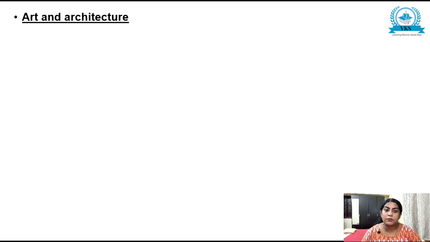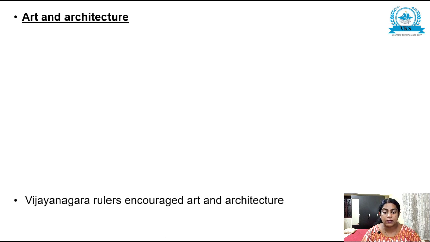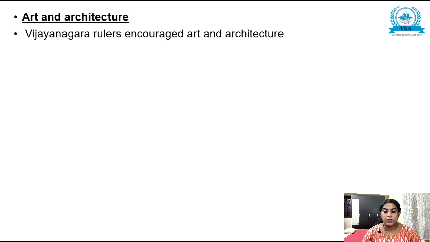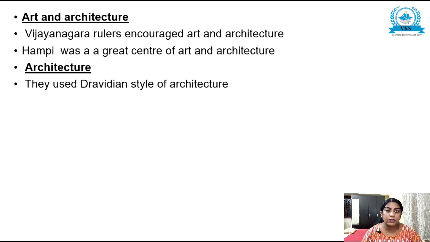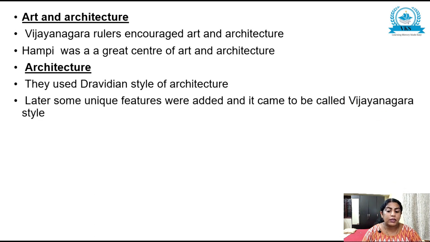Now the last topic which is asked is art and architecture. Vijayanagara rulers encouraged art and architecture. Hampi was a great center of art and architecture. They used the Dravidian style of architecture. Later, some unique features were added, and then it came to be called the Vijayanagara style. So first the Dravidian style was there. Later, some more unique features were added, and together it became a different style called the Vijayanagara style.